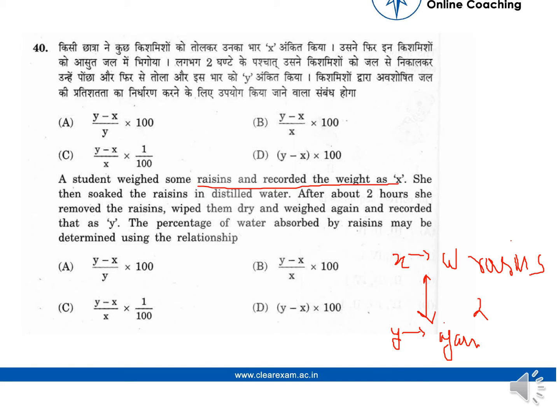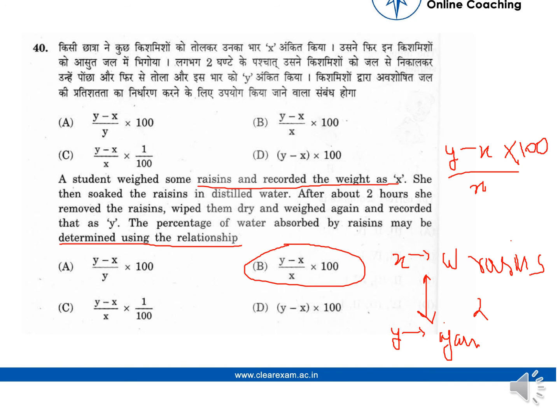Now the percentage of water absorbed by the raisins may be determined by the relationship. After 2 hours the raisins are weighed again. So (y minus x), where x is the weight of the initial raisins, upon x, into 100, because we need to find the percentage. Here we have this option B.